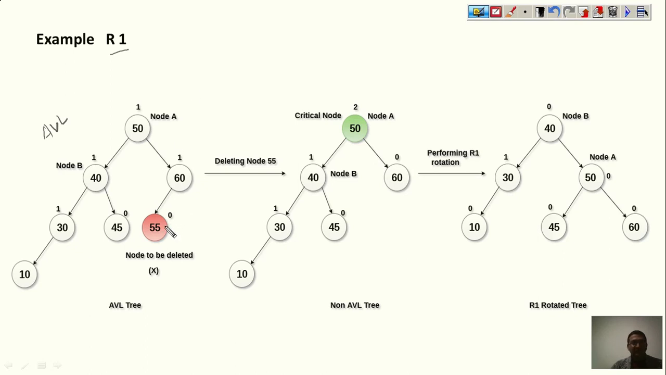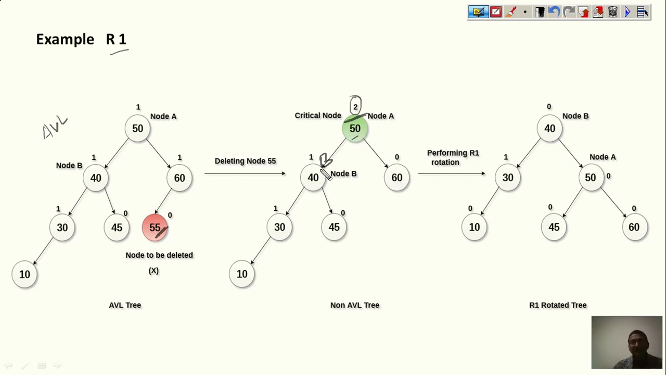Here we are interested in deleting this 55. The moment you delete this, we have to check the impact of the deletion on the balancing factor of each node. We will realize that this becomes 2 here. So this becomes the critical node, this is A, and the left child forms B, and we deleted from the right subtree.